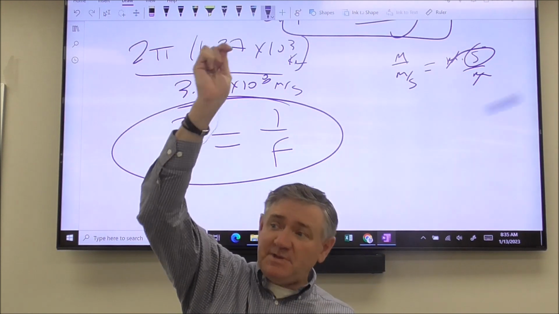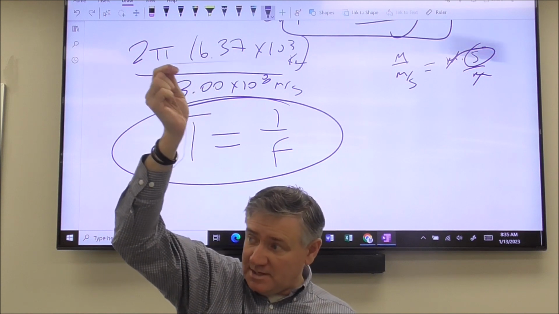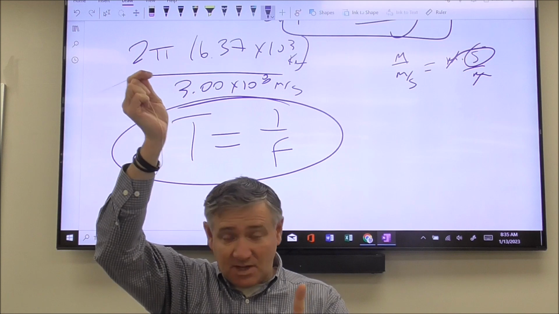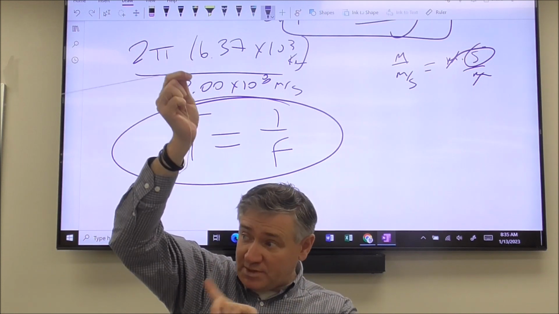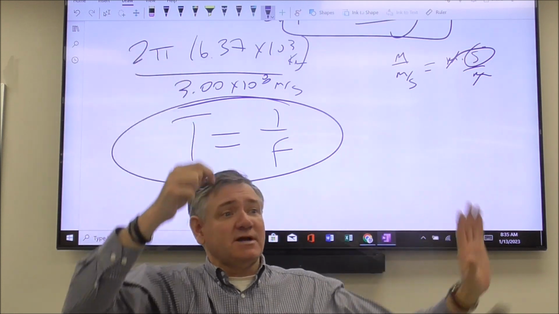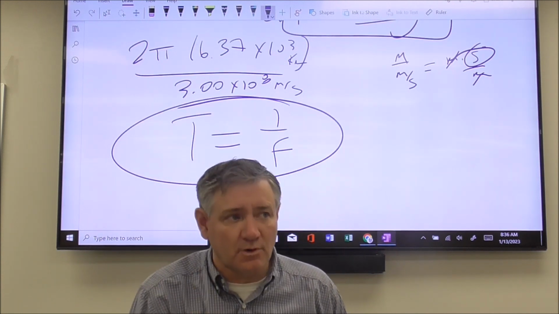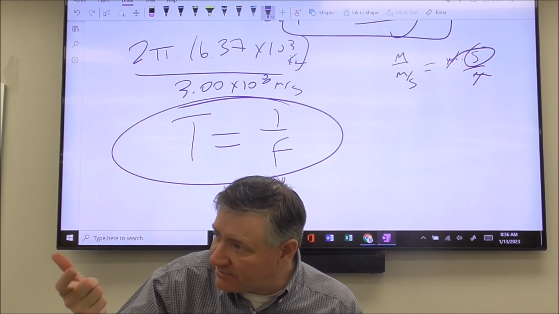Now, if I speed it up like this, now the period has become a lot less. It doesn't take very long for it to go around. But now, because it's going so fast, you'd see that rubber stopper go past you a lot more often. So this is why these are inverses of each other.